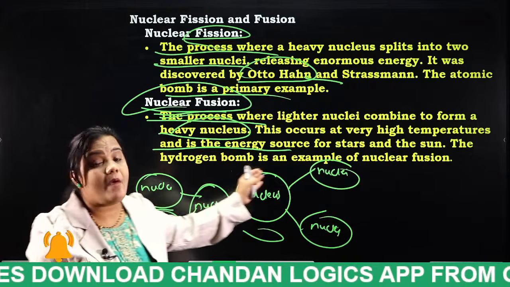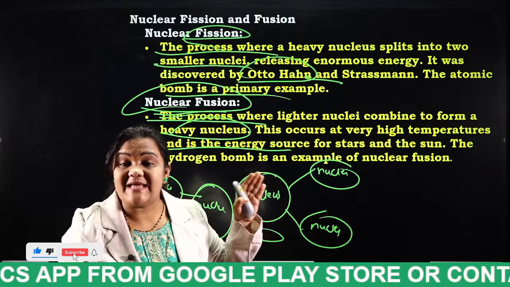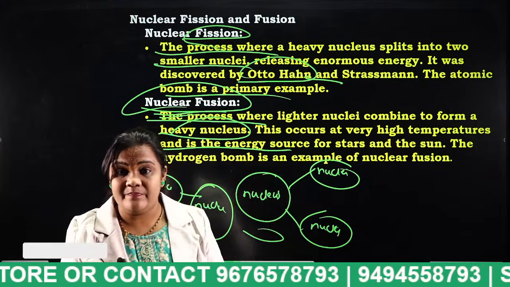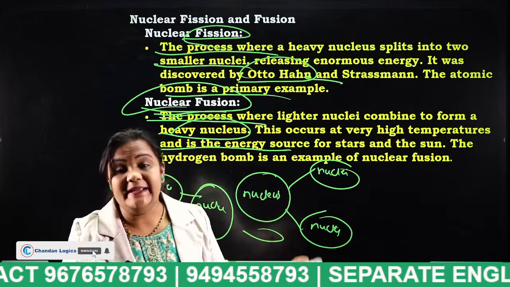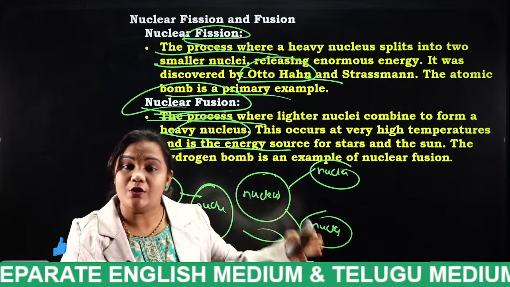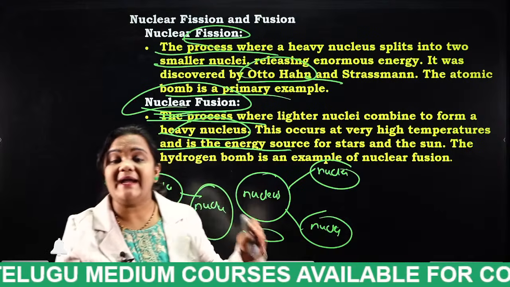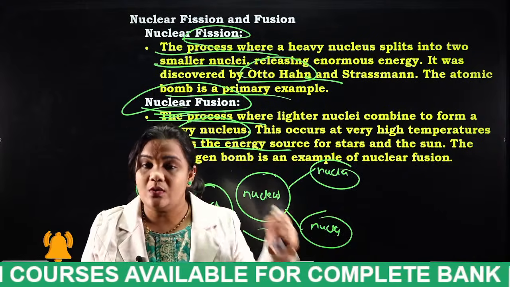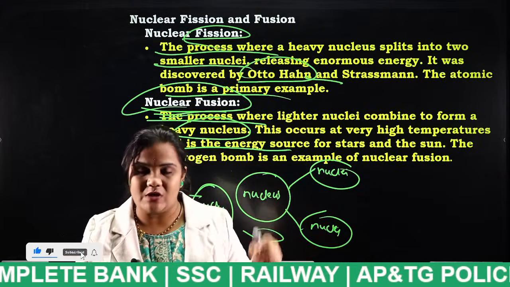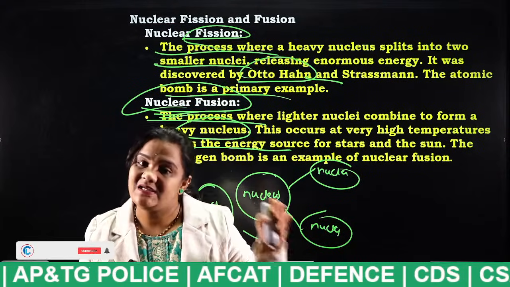The hydrogen bomb is an example for nuclear fusion. Atomic bomb is an example for nuclear fission. Hydrogen bomb is an example for nuclear fusion. And even the sun and stars are also examples for nuclear fusion. At very high temperature, very light nuclei join to become a bigger nucleus. That type of process is known as nuclear fusion. Example, hydrogen bomb, even sun and stars also.